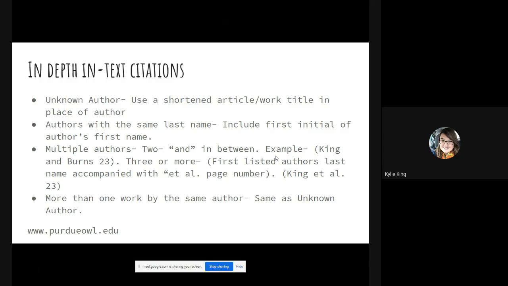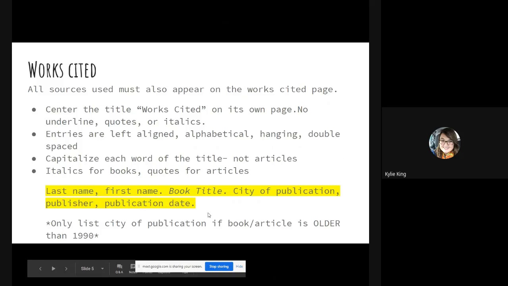The next time that you list the citation, instead of saying King, Burns, and Settle, 23, you would say King et al, E-T-A-L, period, and then your page number. So that means and others, basically. King et al, 23. And again, that's PurdueOwl.com.